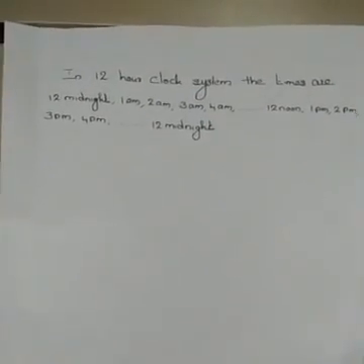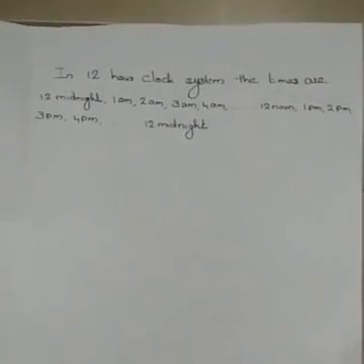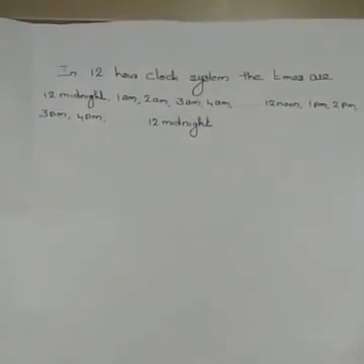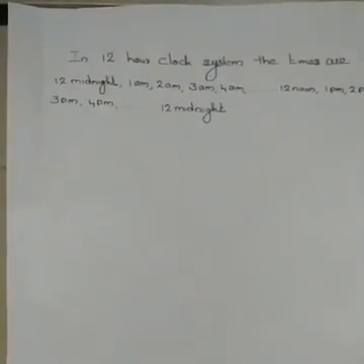12 midnight. From 12 at night to 12 at noon is AM, then from 12 noon to 12 at night, that is PM.